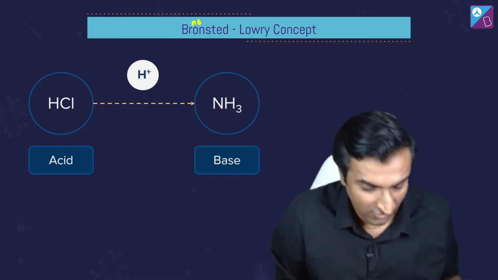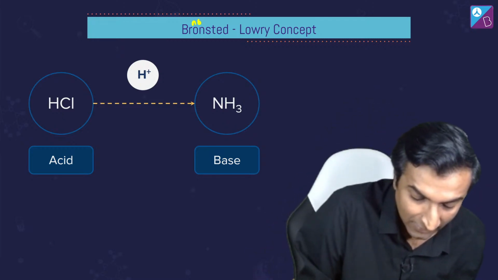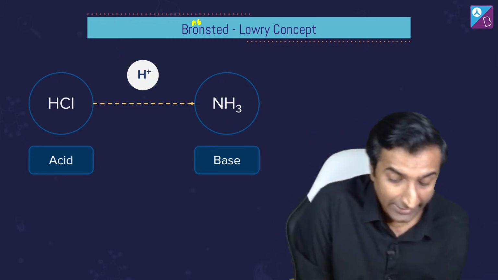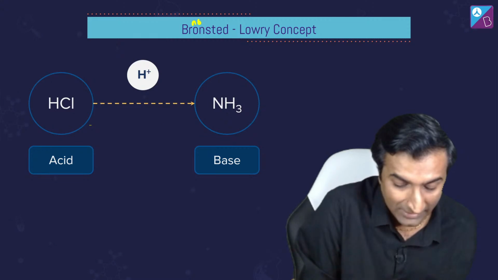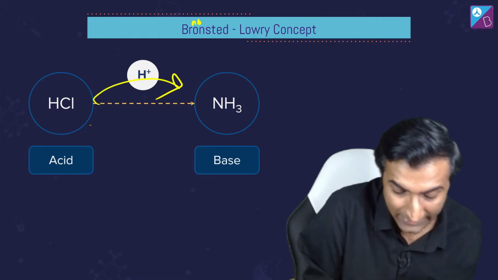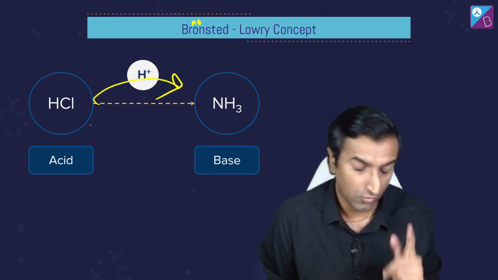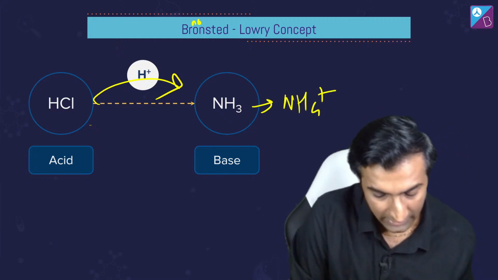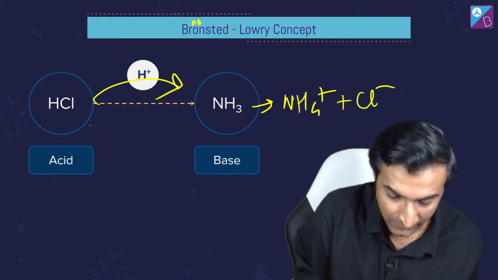Okay, focus now. Here you have HCl and NH3, you've got H+ over here. So how does this Bronsted-Lowry concept work over here? If I react these two, meaning H+ will go from HCl to NH3, then how will this reaction happen? Okay, we will get NH4+, right? And what else will form? Yes, if H+ went from it, Cl- will form.